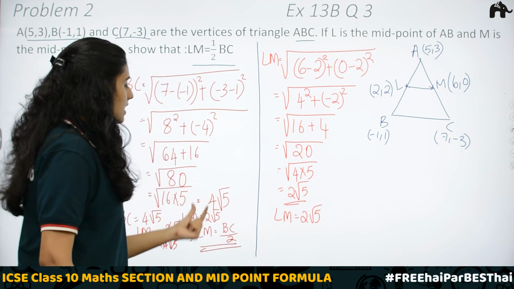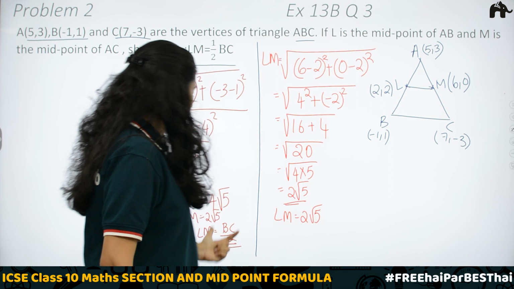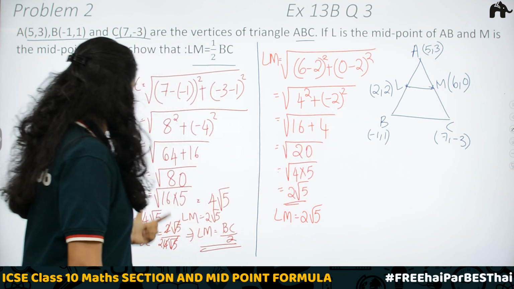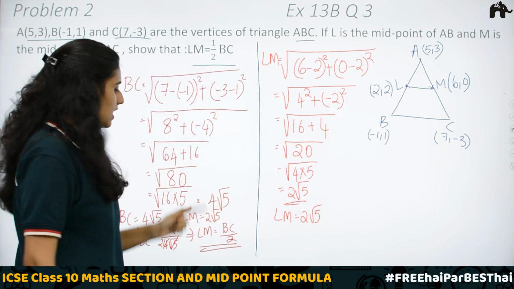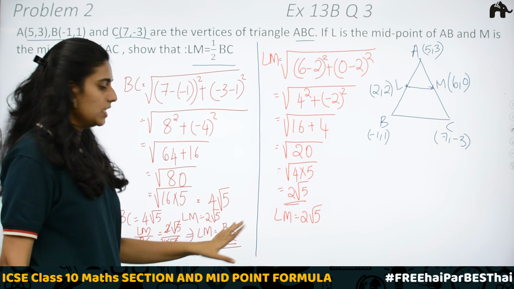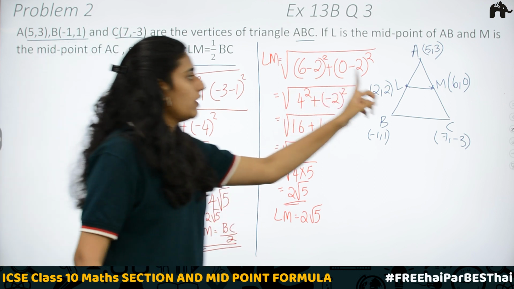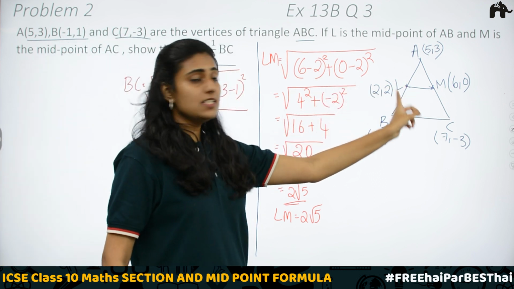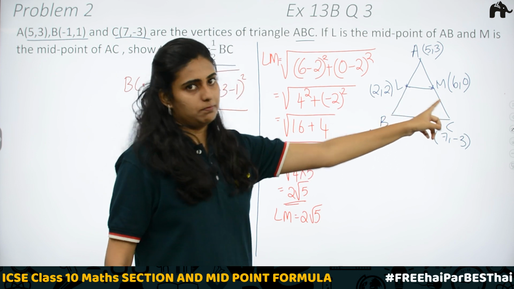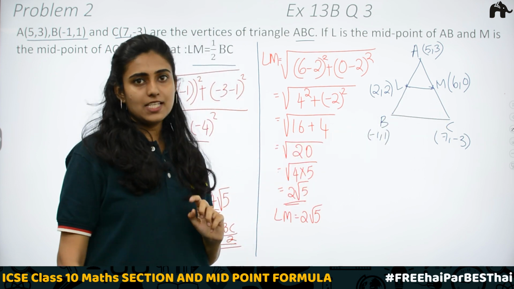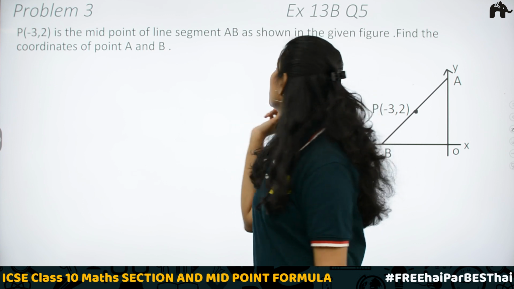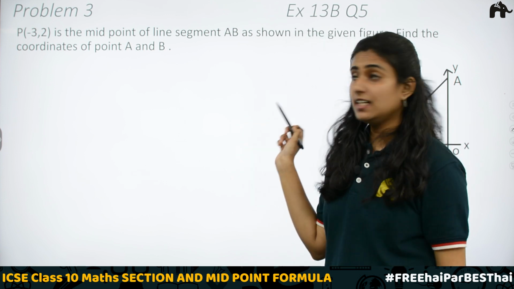We are finding the length LM and the length BC. Taking the ratio LM by BC, we get LM is equal to BC by 2. Initially, we need to find the coordinates of the midpoints L and midpoint M. Okay, is this clear? Third problem, question 5 of exercise 13b.